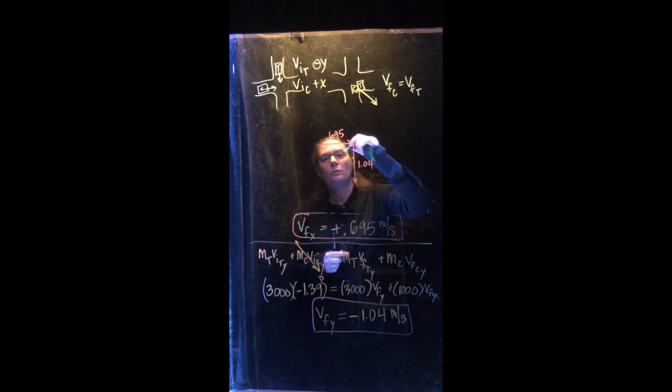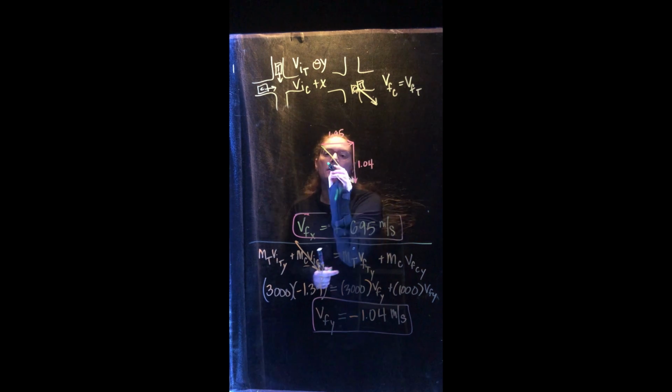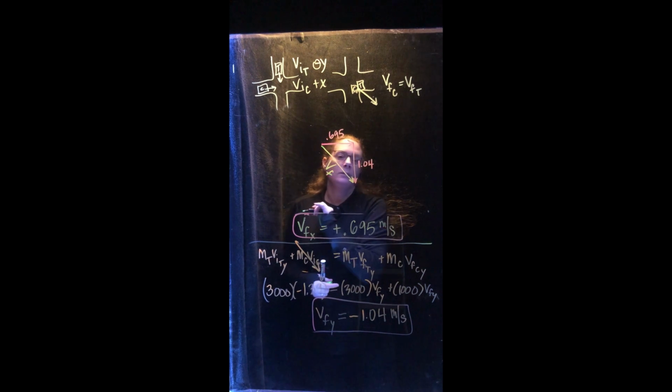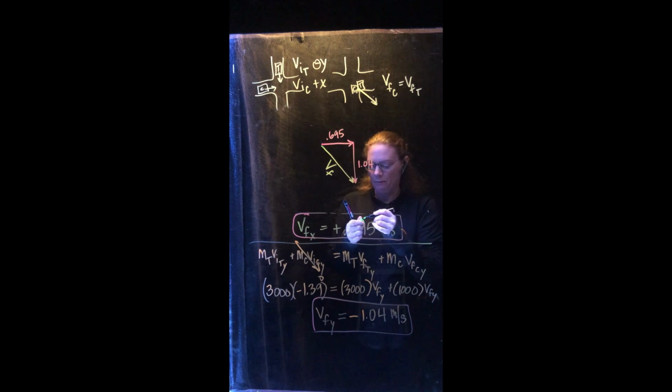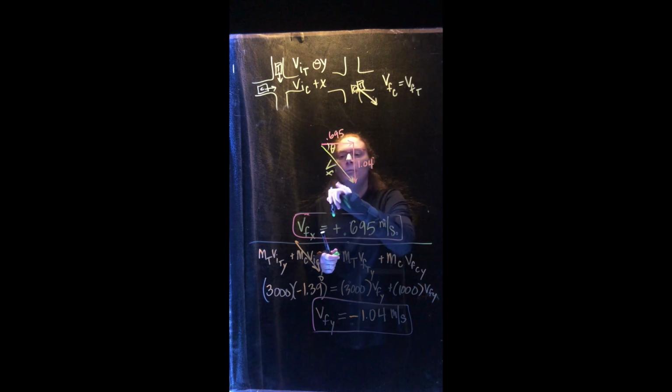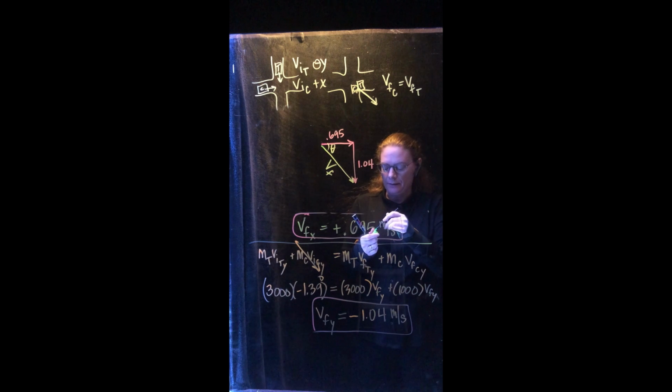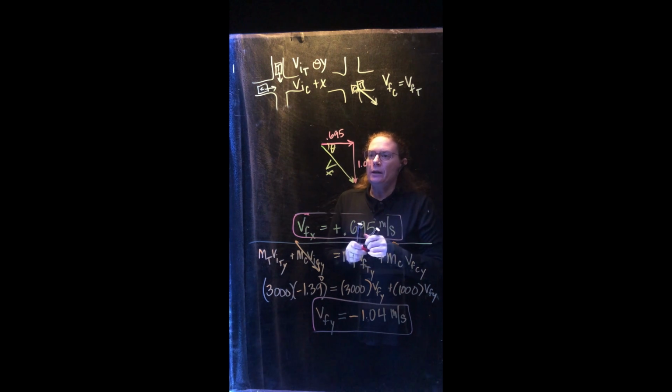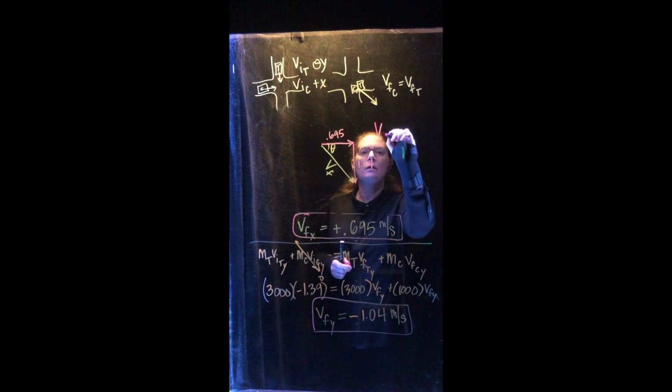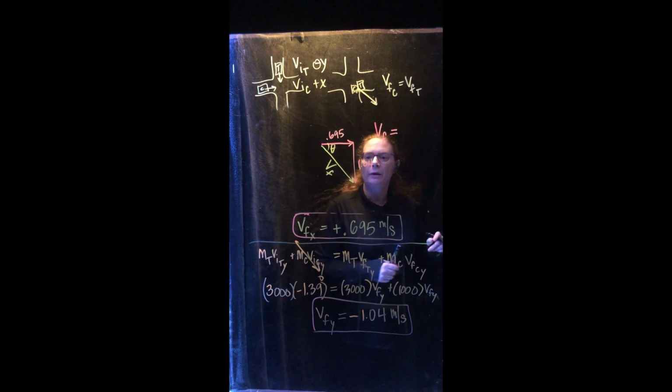What is the actual answer? That, my dear friends, is my actual answer. V final right there. I need to know how big it is and what its direction is. So to get how big it is, a squared plus b squared equals c squared. Use the Pythagorean theorem.